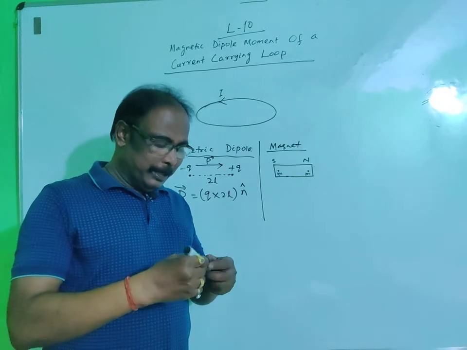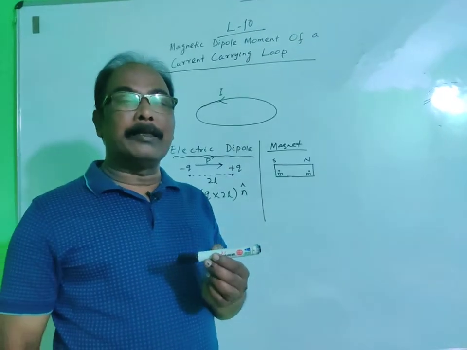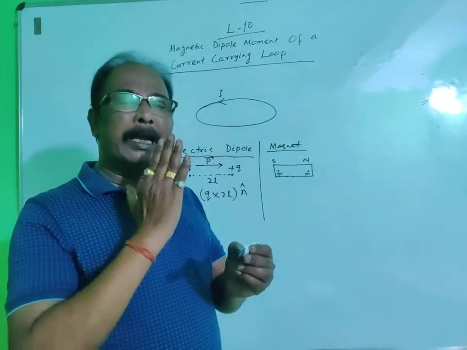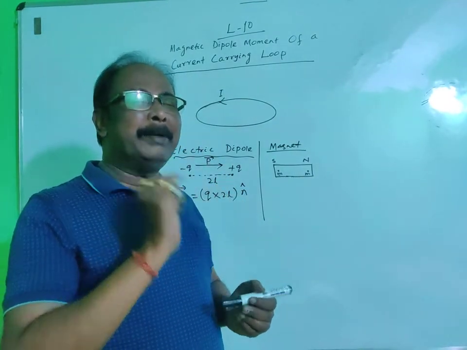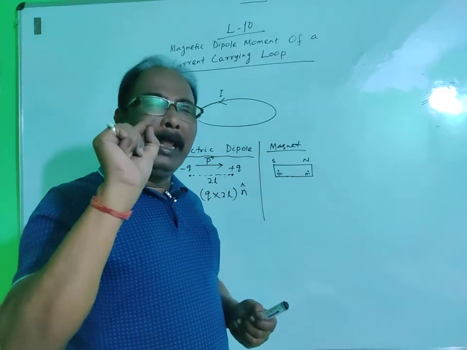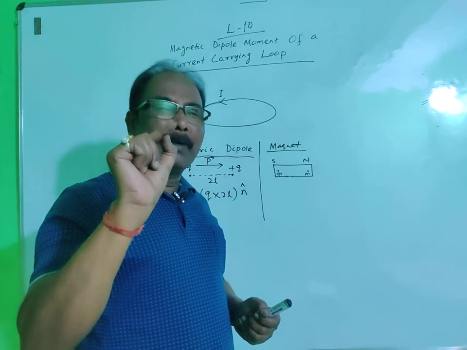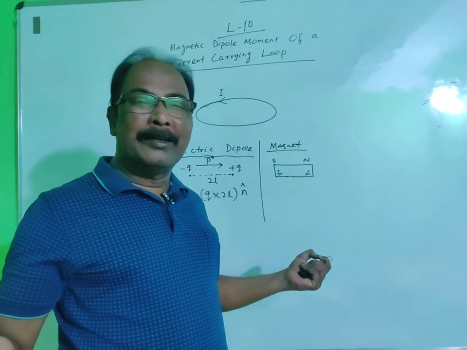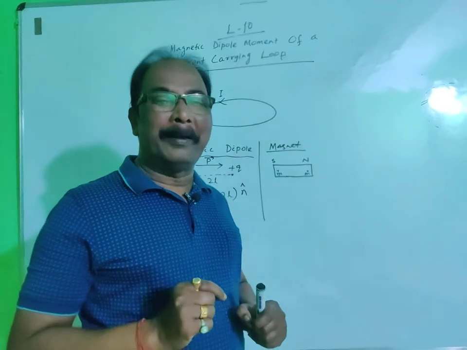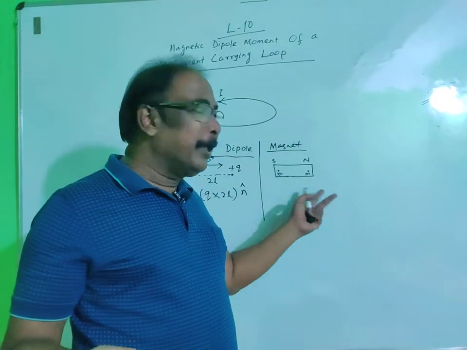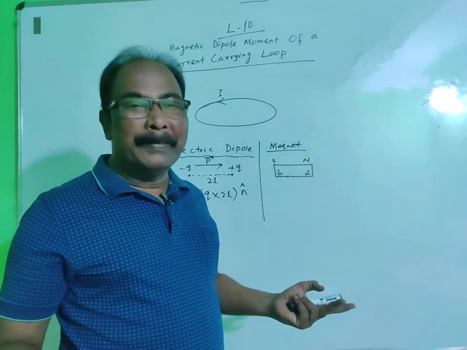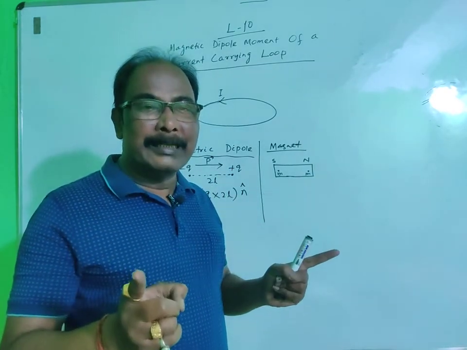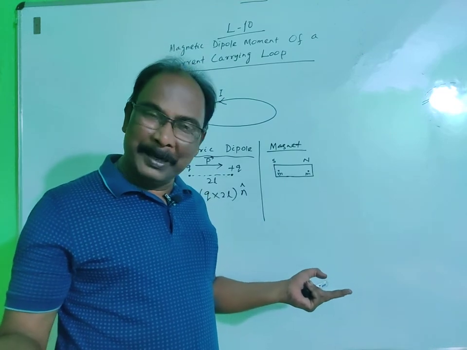Suppose you imagine this is a bar magnet. It has a north pole as well as a south pole. If you cut this bar magnet into several pieces, even a molecule of a magnetic substance possesses north polarity and south polarity. Then how can you separate south pole and north pole? So magnetic monopole or single pole doesn't exist. Where there is north pole, there must be south pole.